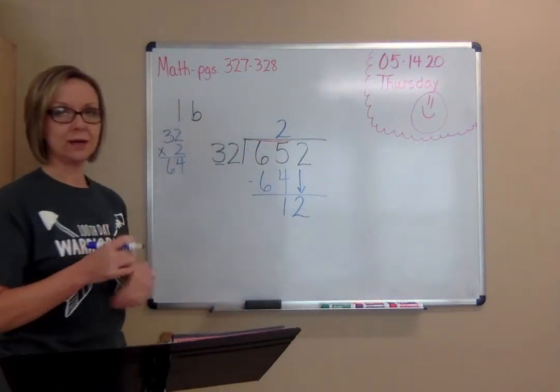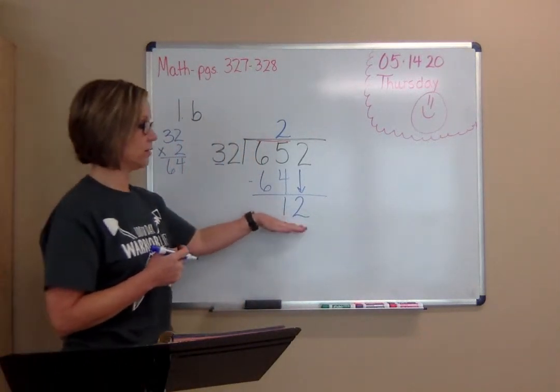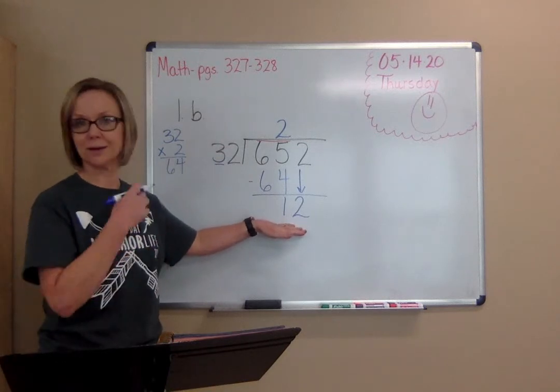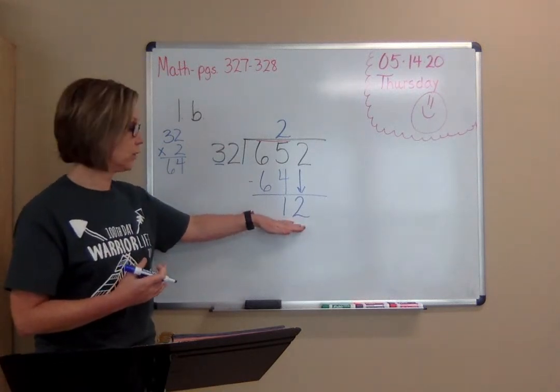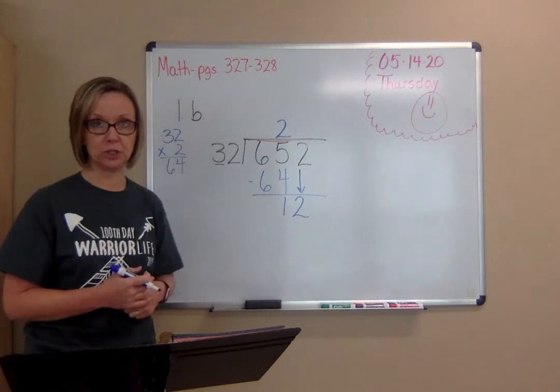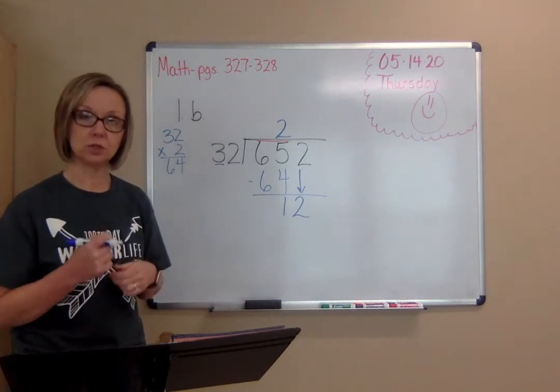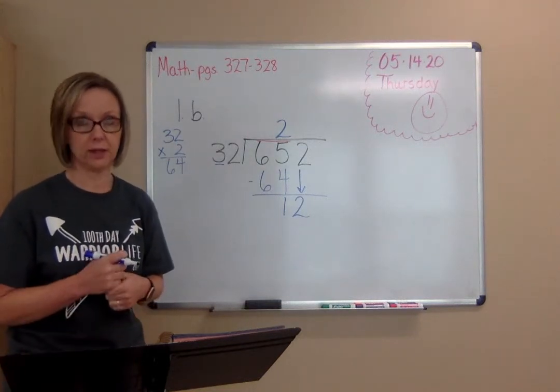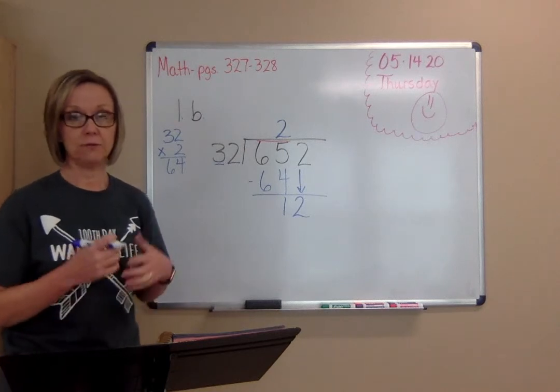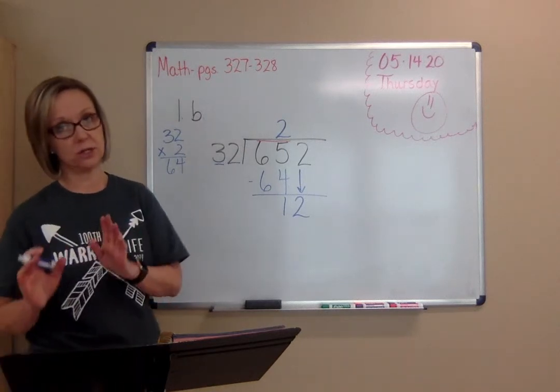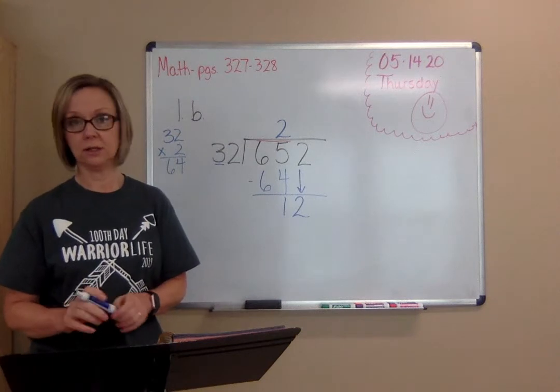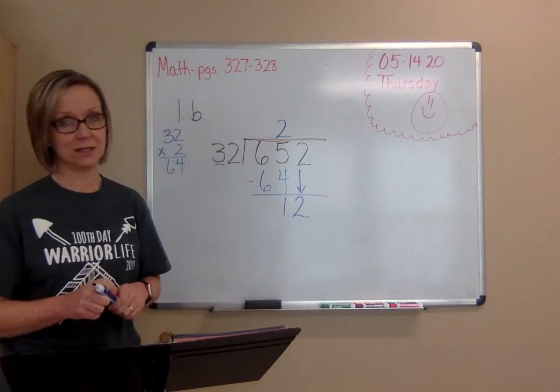Now, when we bring down the 2, this makes the number 12. This is where we start division all over again. 12 divided by 32. You can't do it because 12 is smaller than 32. If you have 12 cupcakes and 32 guests, you're in trouble. Okay, you can't divide them.